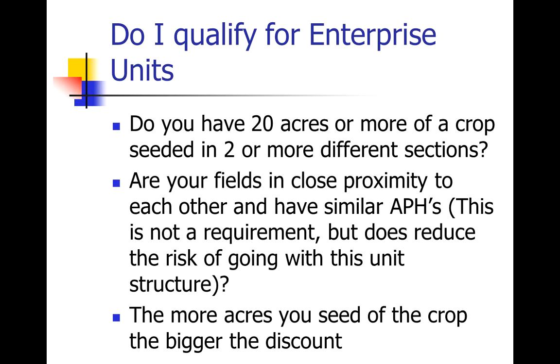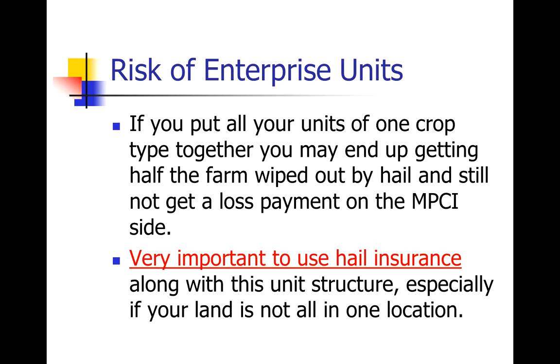Are your fields in close proximity to each other and have similar APHs? This is another thing that would help eliminate some of the risk from switching from optional to enterprise. And the more acres you seed of the crop, the bigger the discount. So if you put all your units of one crop or type together, you may end up getting half the farm wiped out by hail and still not get a loss payment. That's the first big risk of enterprise units.